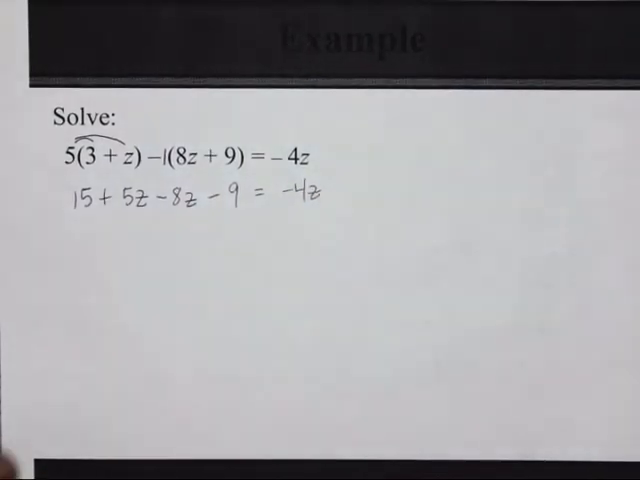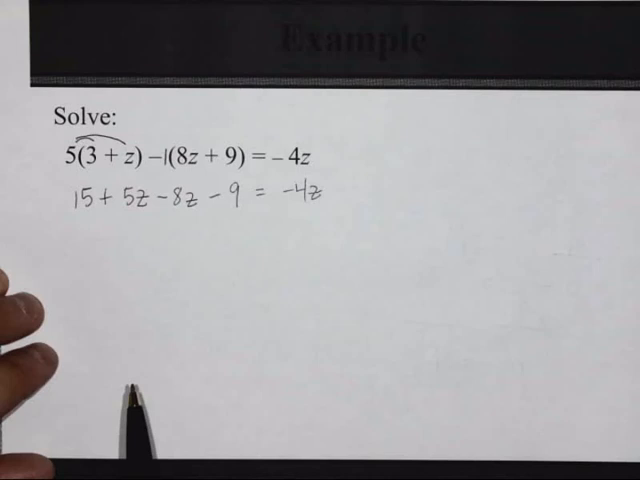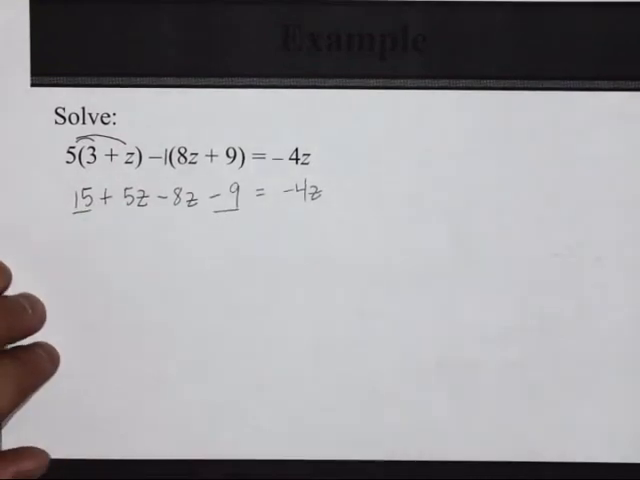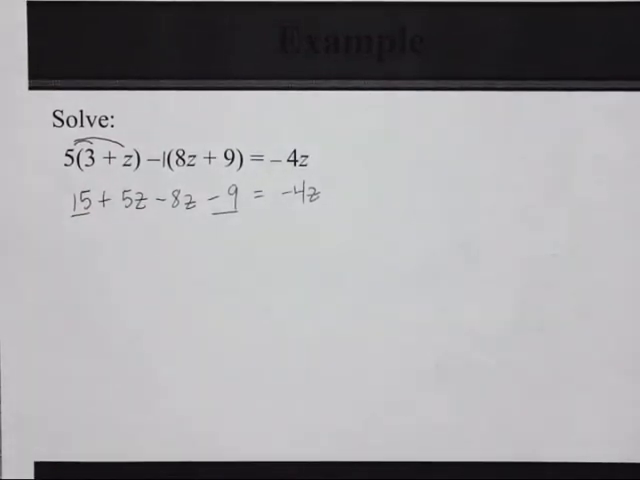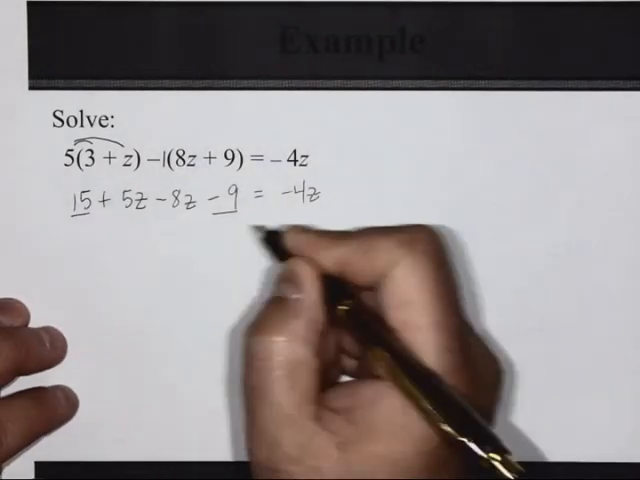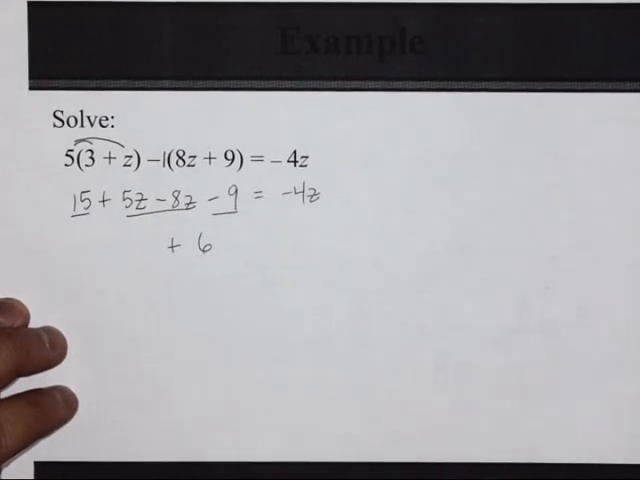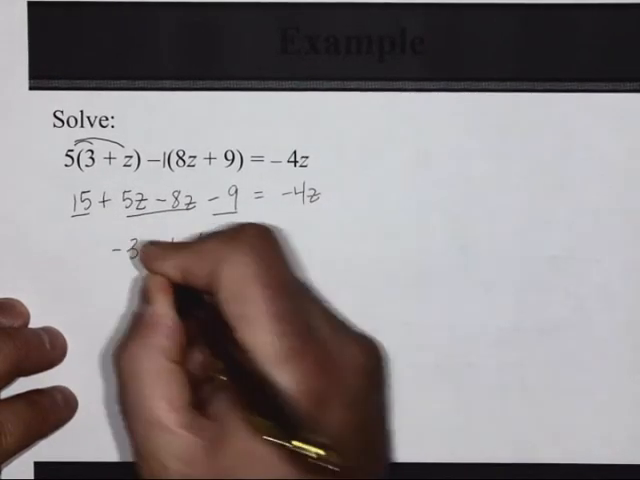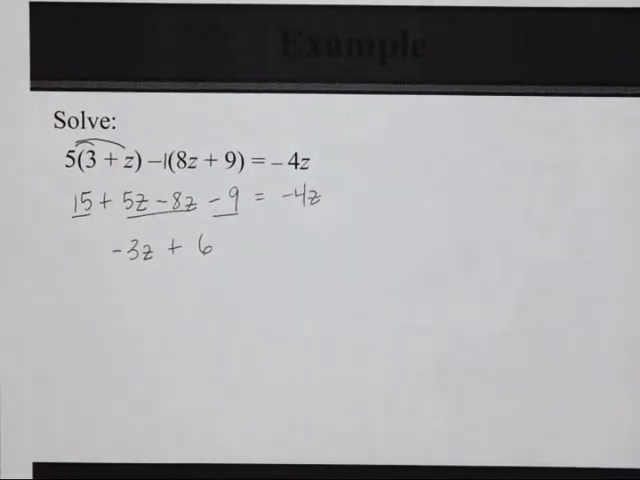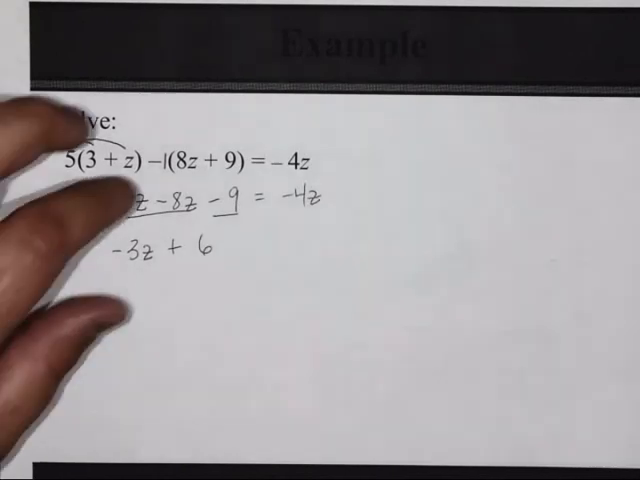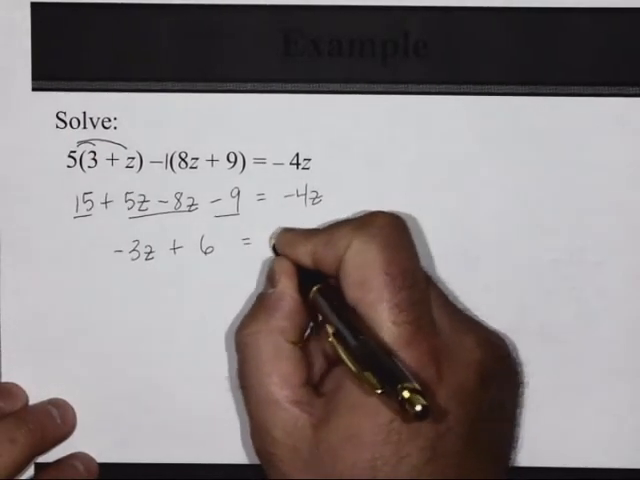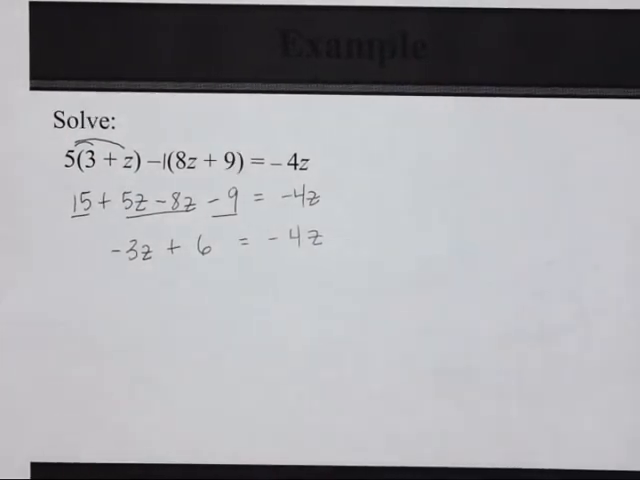And then I can continue to add like terms on this side, right? 15 minus 9, right? Those are like terms, so I can combine those, and I'm going to get a positive 6, 5z minus 8z, negative 3z. Okay. So negative 3z plus 6 is what the left side simplifies to. That equals negative 4z. Okay.